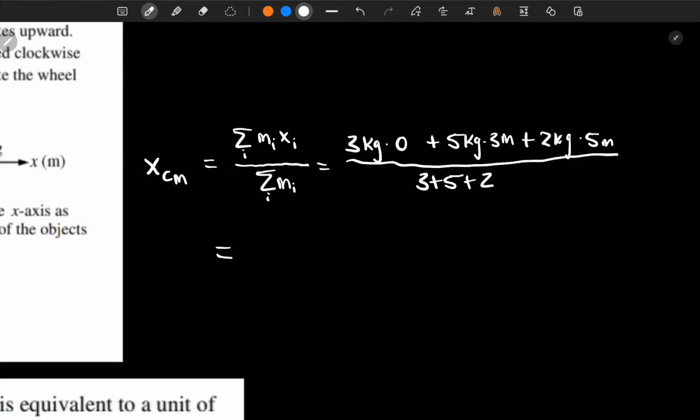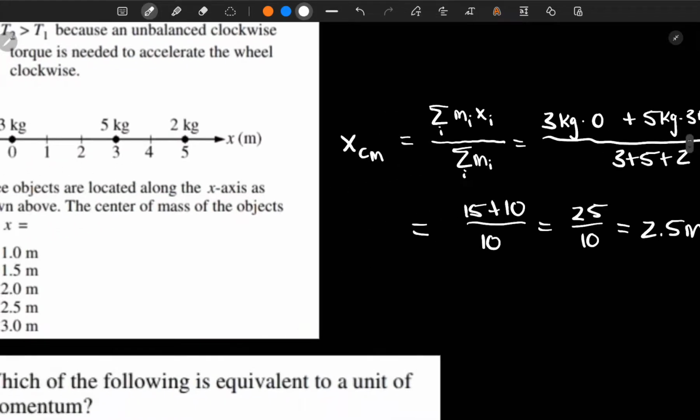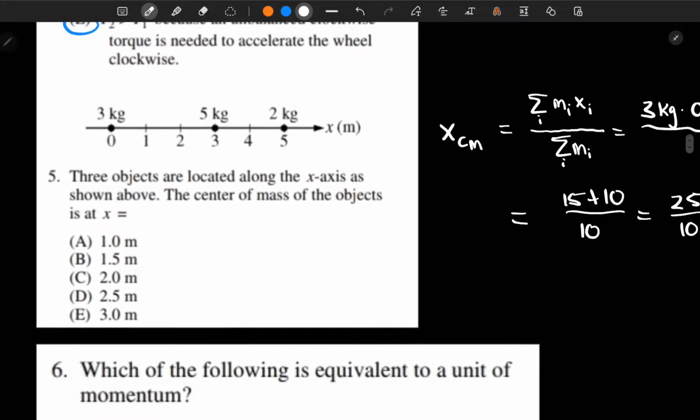Then the numerator becomes 15 plus 10, which is 25, divided by 10. So the answer is 25 divided by 10, or 2.5 meters, is the center of mass location. So the answer here is D.